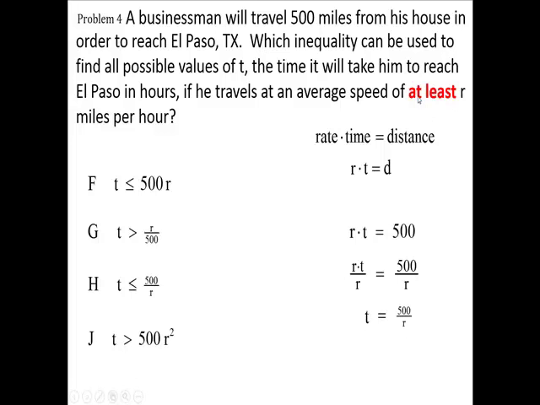So when you say at least r miles an hour, we're going to say r is going to be bigger than or equal to what it used to be. So r is increasing, so the time does what? It goes where? Down. Okay, so we're saying the time goes down because the speed is greater than or at least r miles per hour. Okay, so the time goes down. So of these four equations here, we're going to have to pick this one.